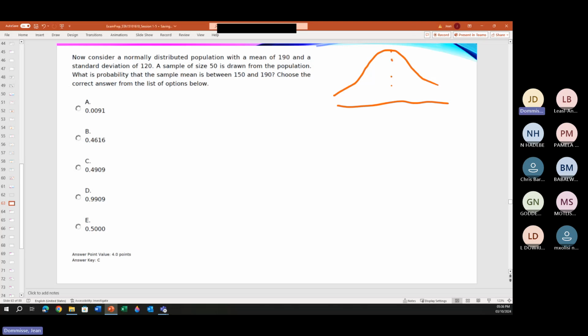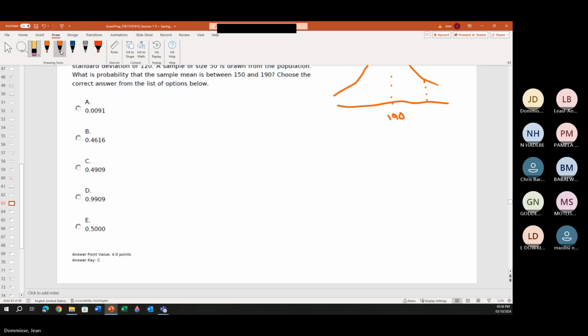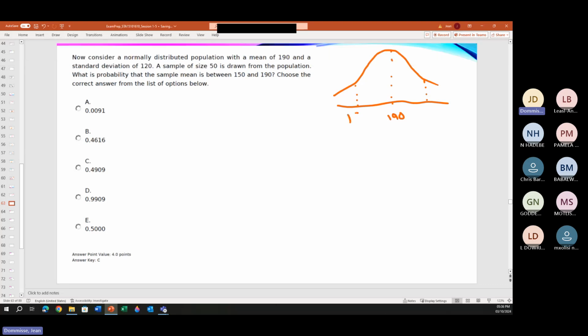so let's assume the mean is 190 there. Okay, that's a weird one, so let's redo it. 190 is going to be there, and somewhere here is going to be 150. So that's if we look at the mean, but we actually want to know what the Z values are. So we want to know the Z, and that will be 0, and what that Z is. Okay, so that is what we will need to work out.